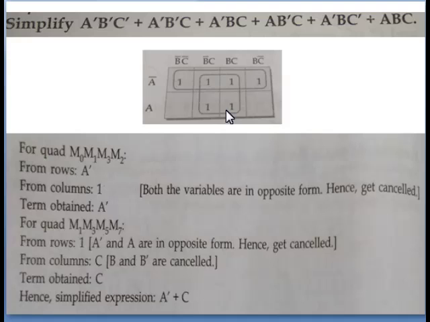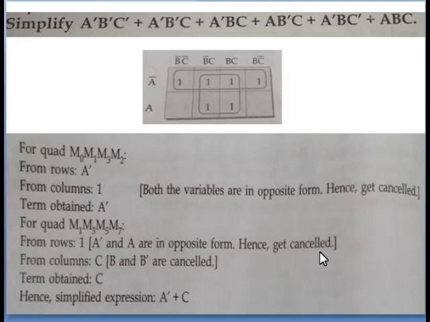From this quad, we are having 2 rows. This is the quad, so we have 2 rows. This A dash and A are opposite to each other, so it gets cancelled. So only from the row we got 1. Here it is written like this: A dash and A are opposite form, hence it gets cancelled.